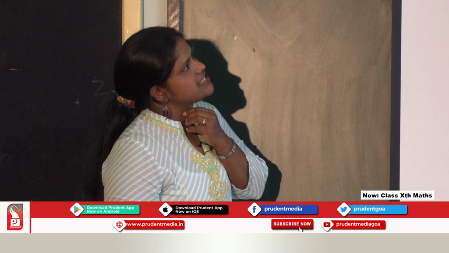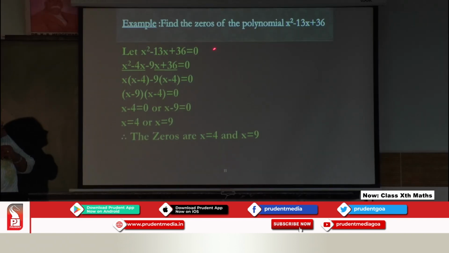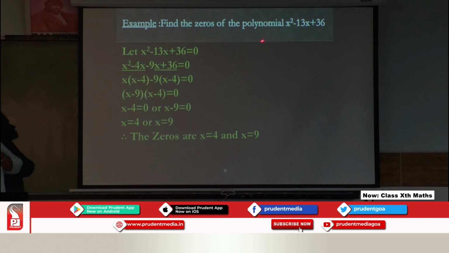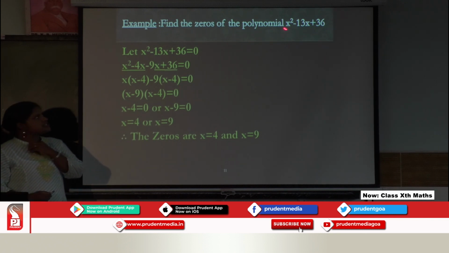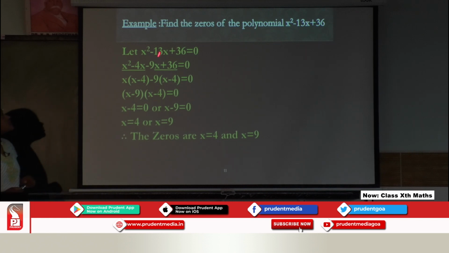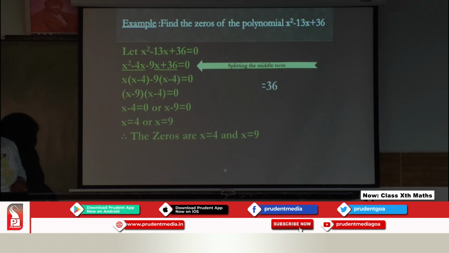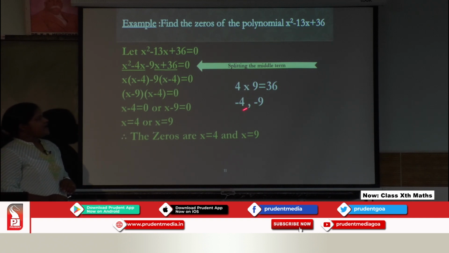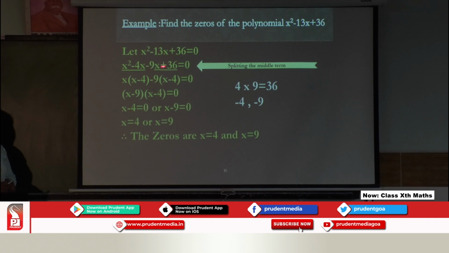Let's have a look at the next problem. Find the zeros of the polynomial x square minus 13x plus 36. Here the last term is positive, the middle term is negative. So let x square minus 13x plus 36 is equal to 0. Again let us find the factors to split minus 13. So 36 has factors 4 and 9, and negative 4 and negative 9 will give us negative 13.